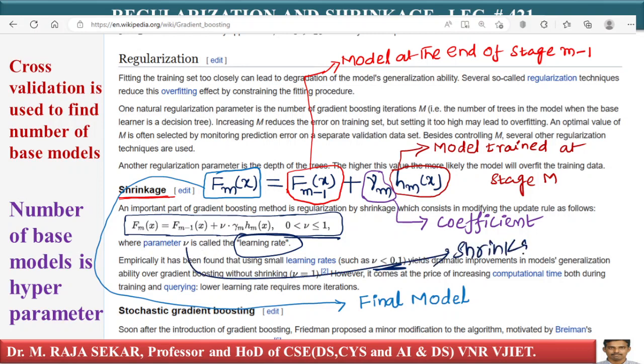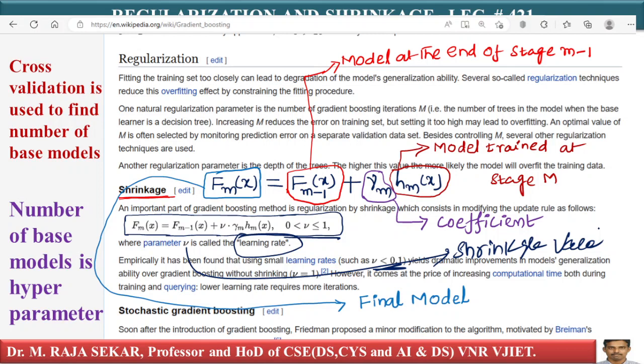This value is known as shrinkage. This is called the shrinkage value. Nu is also a hyperparameter. How will you determine this hyperparameter? We determine it using the cross-validation dataset.